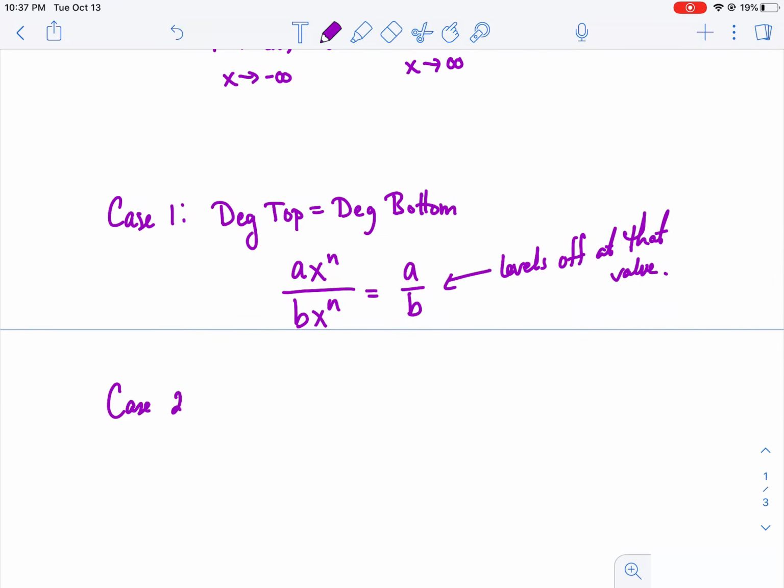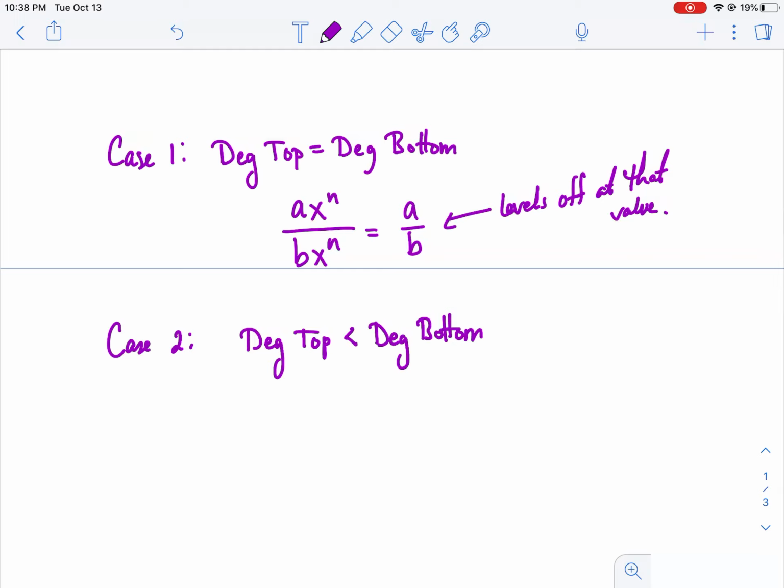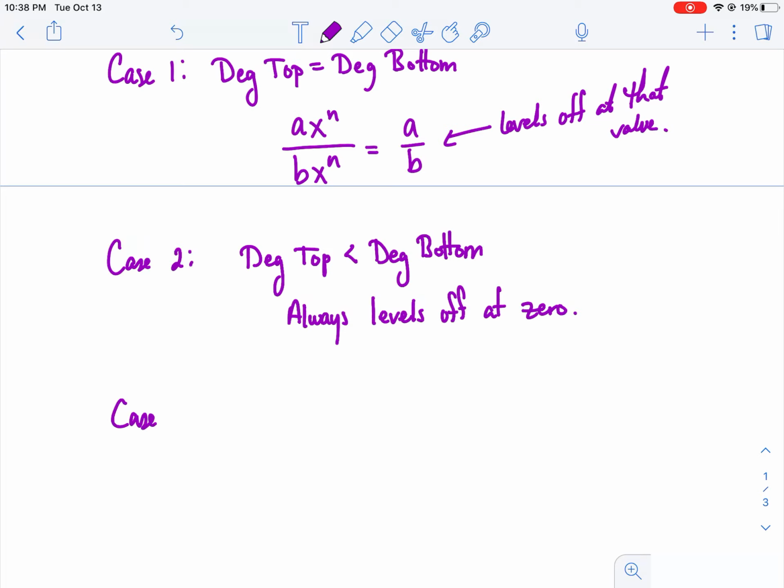Case 2 is if the degree of the top is less than the degree of the bottom, or in other words, the degree of the bottom is bigger. And whenever the degree of the bottom is bigger, it always levels off at 0. So this is the easiest one, because as soon as you notice that the bottom has a bigger degree, it always levels off at 0. And then case 3 is kind of the hardest one. That's the one where the degree of the top is greater than the degree of the bottom.